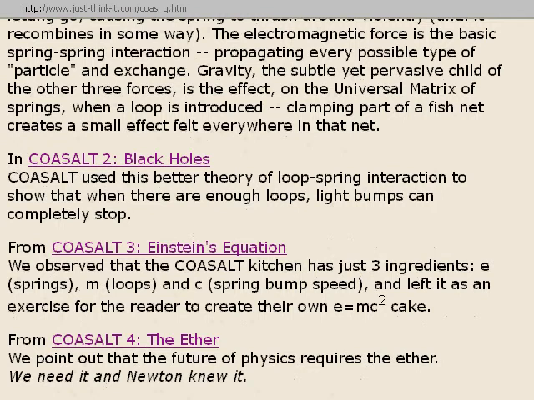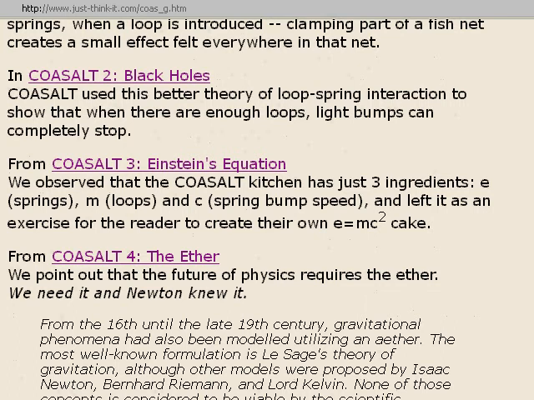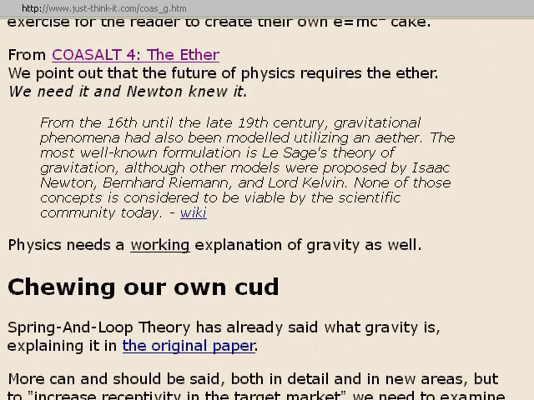We need it, and Newton knew it. From the 16th until the late 19th century, gravitational phenomena had also been modeled utilizing an ether. The most well-known formulation is Lesage's theory of gravitation, although other models were proposed by Isaac Newton, Bernard Riemann, and Lord Kelvin. None of those concepts is considered to be viable by the scientific community today. Wikipedia. Physics needs a working explanation of gravity as well.